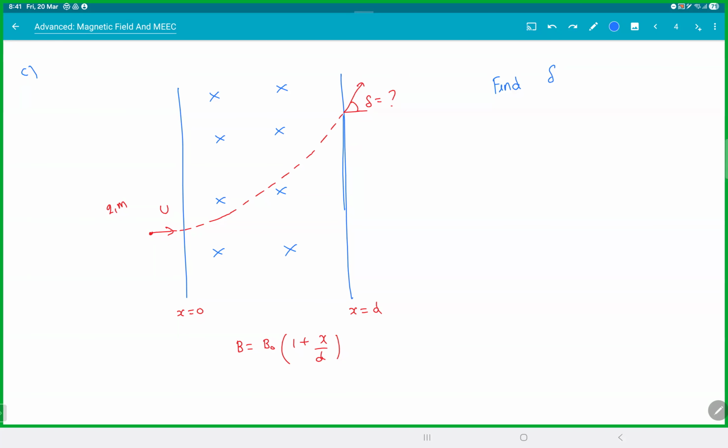Did you take B average or something? No, you integrated it. Okay. Can you find the average force acting on the particle for the entire time interval?